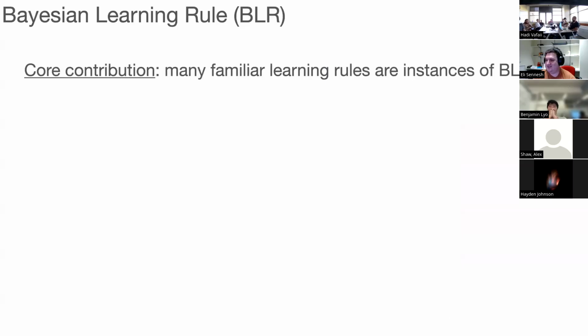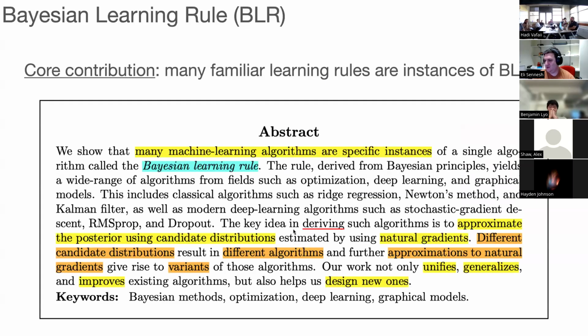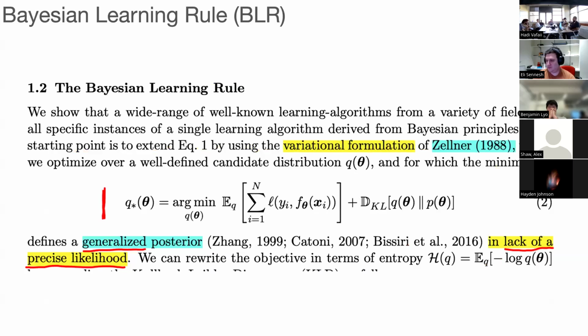Okay, let's talk about BLR. The core contribution is that many familiar learning rules are instances of this thing they call BLR. This is the abstract. The key idea is that deriving such algorithms is approximate: they have different approximate posterior candidates with different approximations to natural gradients, which gives you different algorithms. We're going to try to understand what that means in a second. All right, so our starting point is equation 2, which you can call generalized variational inference.